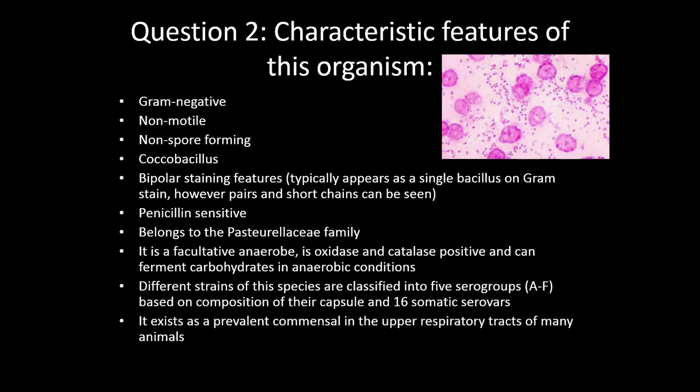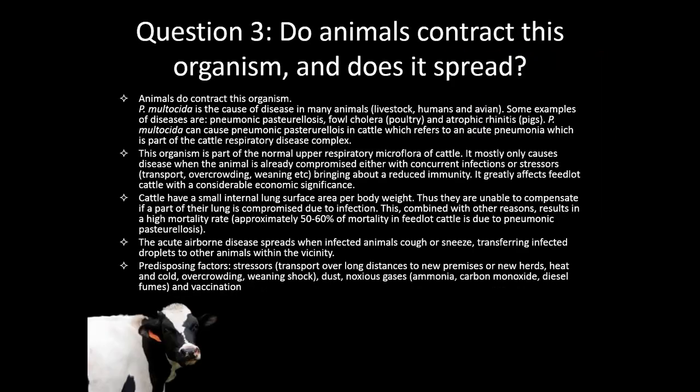P. multocida exists as a prevalent commensal in the upper respiratory tract of many animals. Do animals contract P. multocida? Yes, P. multocida is the cause of disease in many animals, for example livestock, where we will be focusing on cattle. P. multocida can cause pneumonic pasteurellosis in cattle, which is an acute pneumonia which forms part of the cattle respiratory disease complex. This organism is part of the normal upper respiratory microflora of cattle, and it mostly only causes disease when an animal is already compromised.